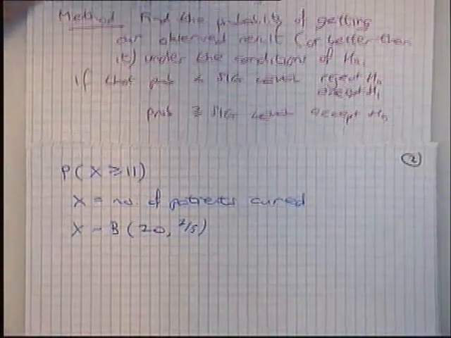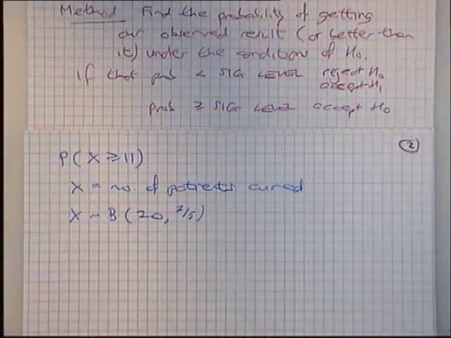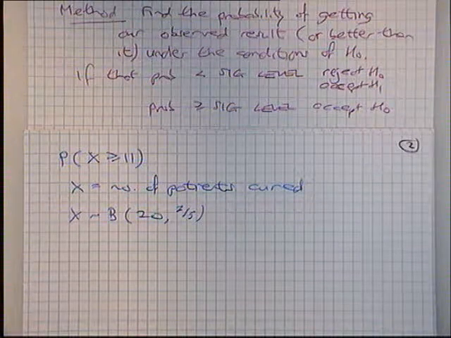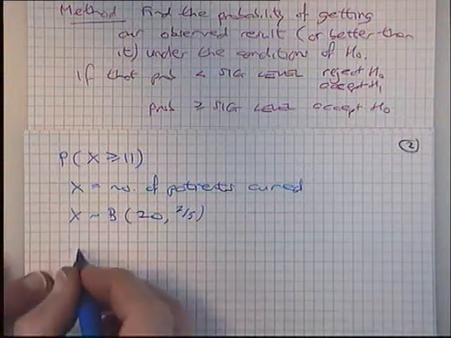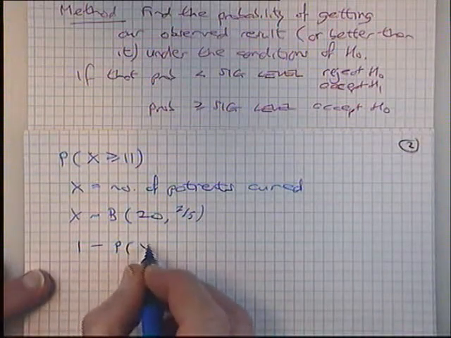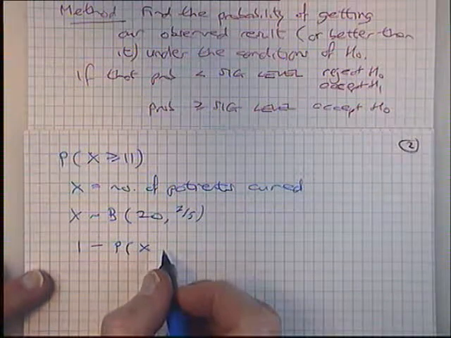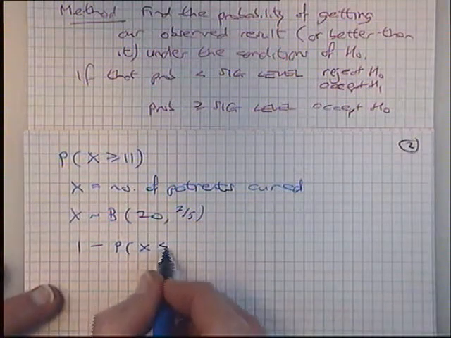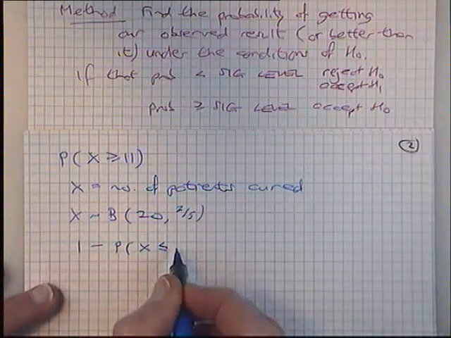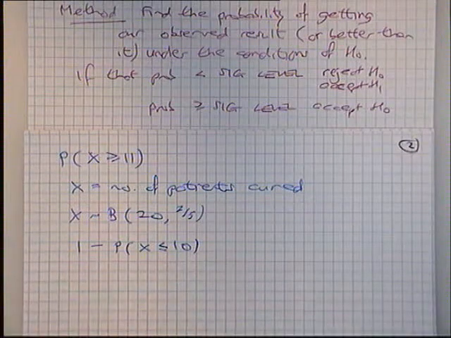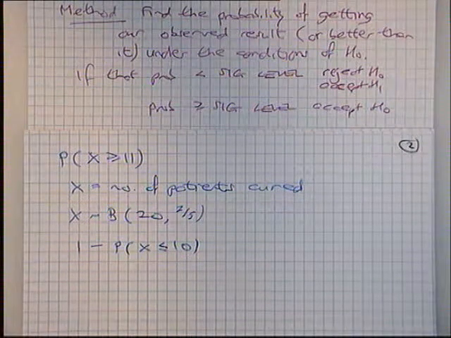Right, how would you go about working out the probability x is greater than or equal to 11 from the binomial distribution here? 1 minus the probability that x is smaller than 11. Yes, smaller than 11 is true. The tables always have less than or equal to, so 10, which is exactly what you said. Less than 11 is the same as less than or equal to 10.